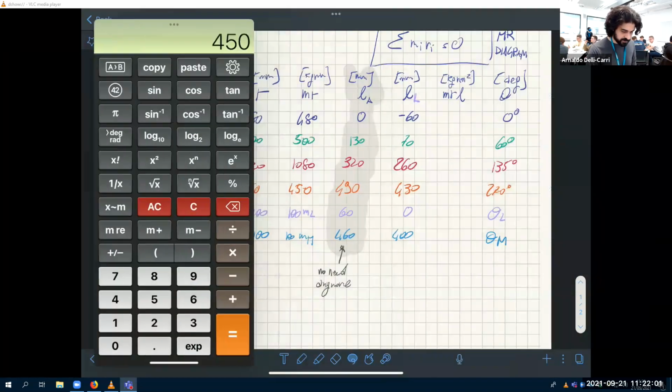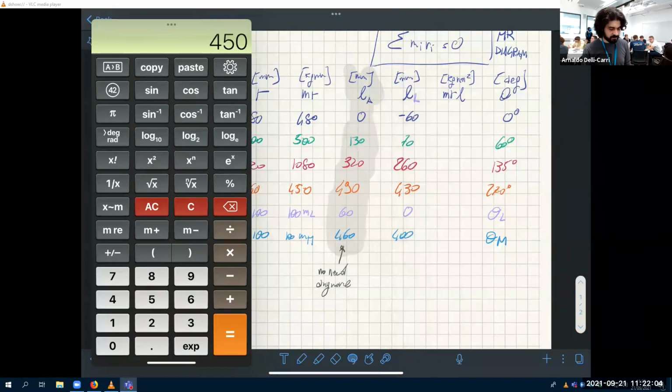And now let's do the MRL. MRL is multiplication of this times this. Okay, this times this. And so we have 480 times minus 60. It's minus 28,800. And then this is 500 times 70. Well, 35,000.